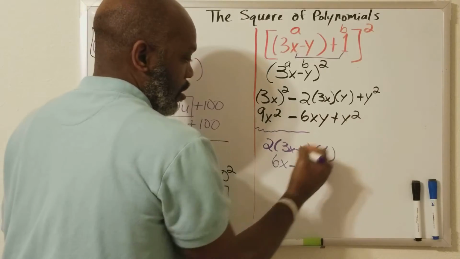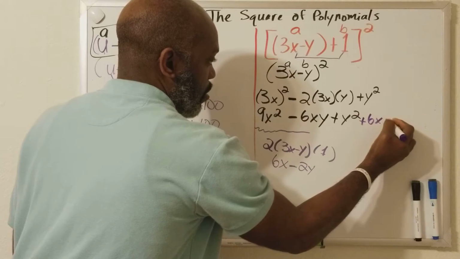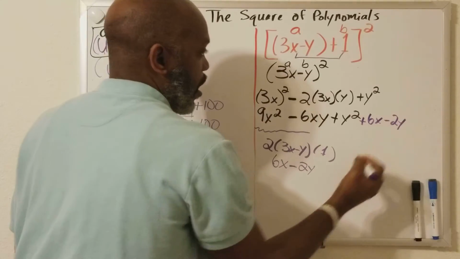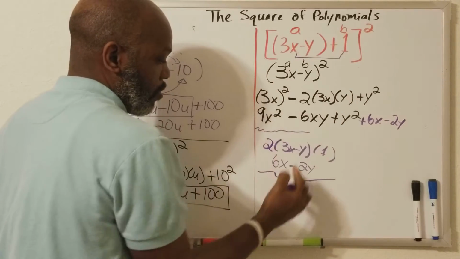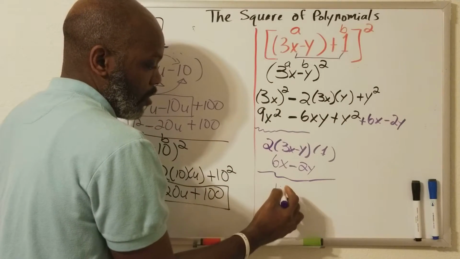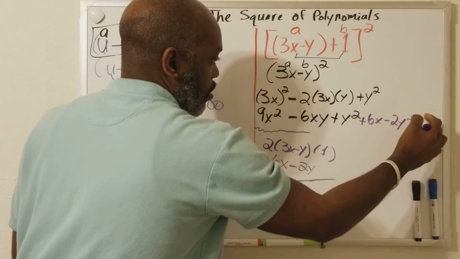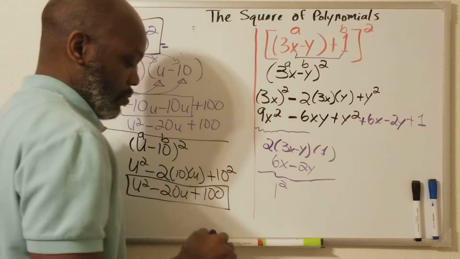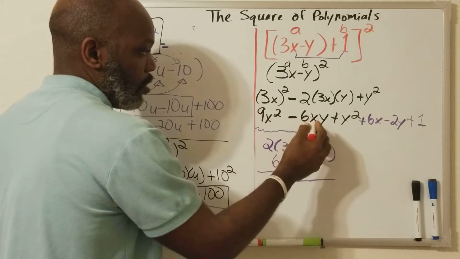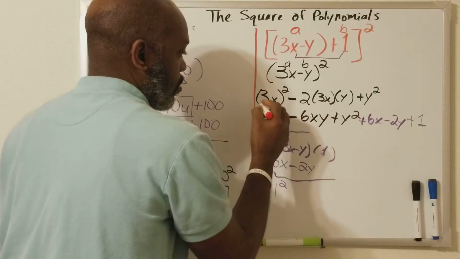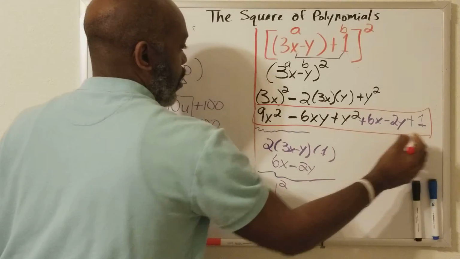All right, so we're going to take this piece and we're going to add it here, plus 6x minus 2y, and then we squared, right? We squared the B, so it's going to be 1 squared. And what does that equal? That equals plus 1. Okay, and you combine like terms and you look and see, are there any like terms? No, there are not. And there is your answer.